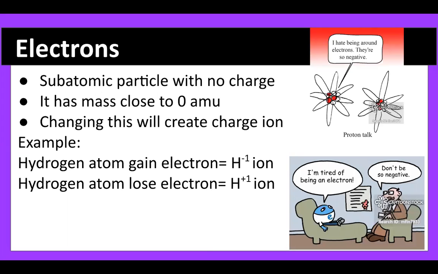Electrons are the negatively charged particles. We can say their mass is approximately 0, not really, but it's close enough. Changing this will change the charge of the ion, so from neutral atoms to become ions, they gain a charge.